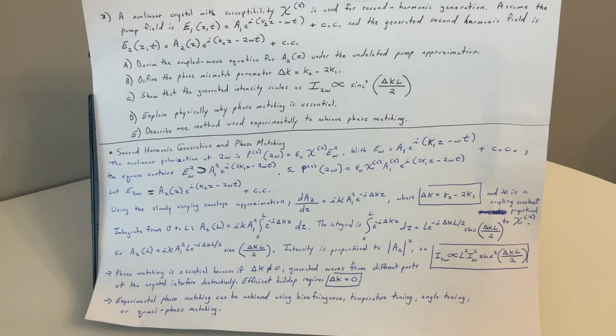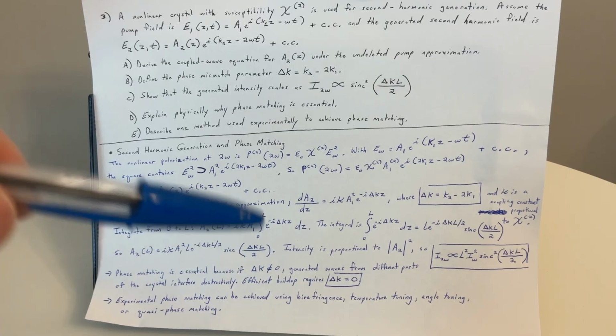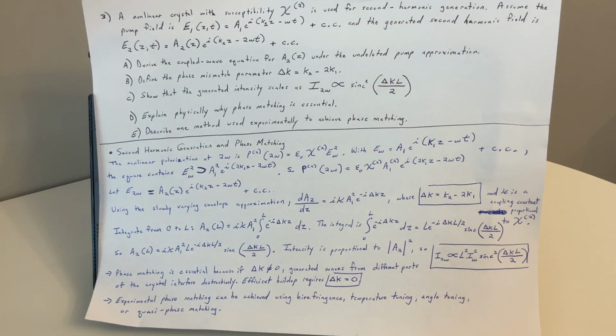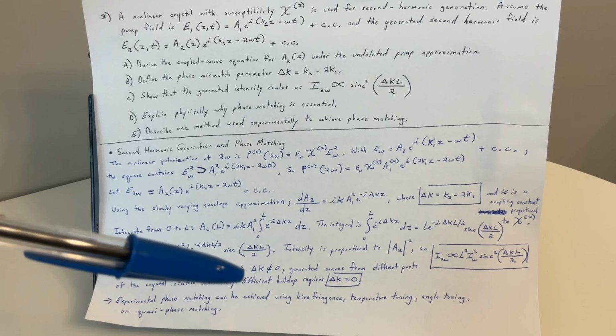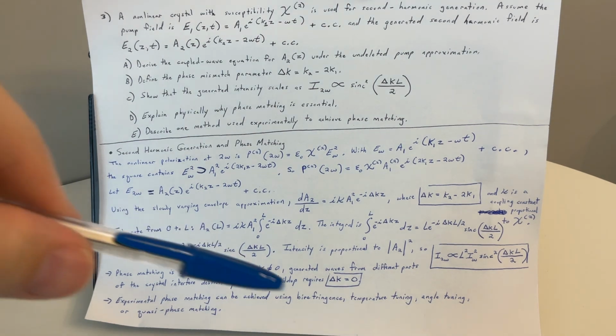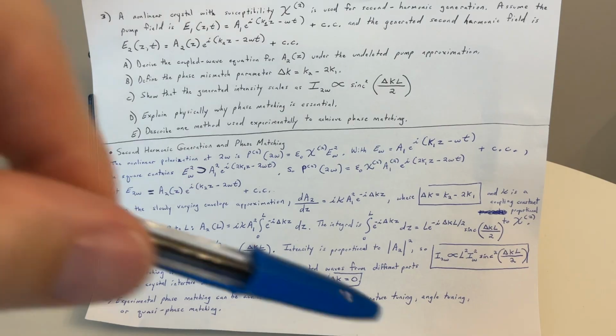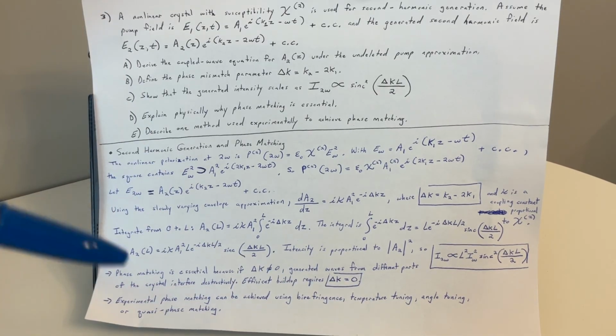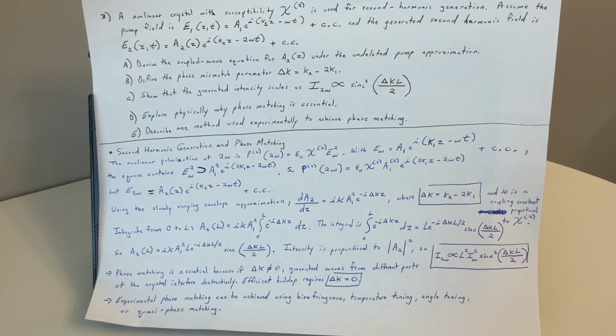Phase matching is essential because if Δk is not equal to 0, generated waves from different parts of the crystal interfere destructively. Efficient buildup requires Δk equal to 0. And experimental phase matching can be achieved using birefringence, temperature tuning, angle tuning, or quasi-phase matching. Okay, so that's number 3. Okay, moving along now to number 4.